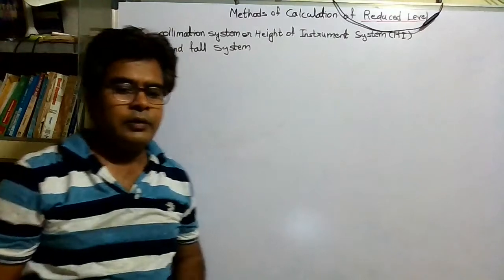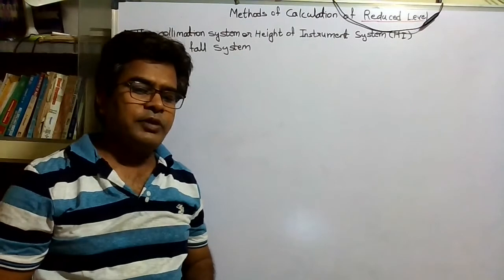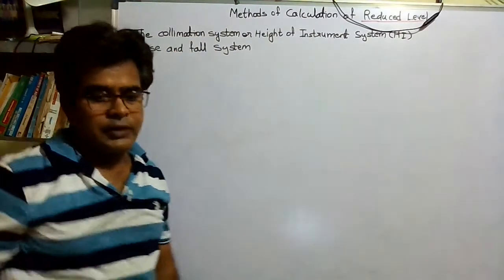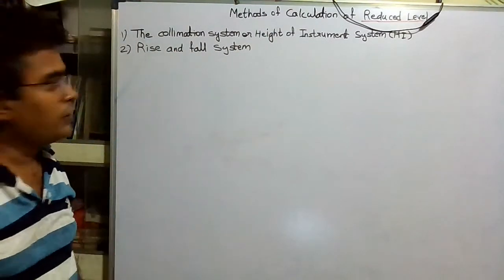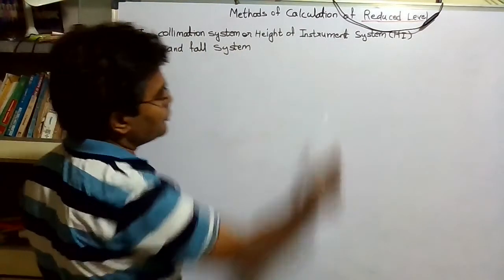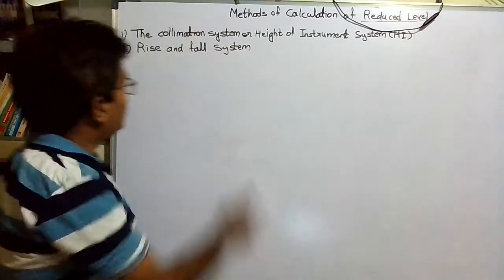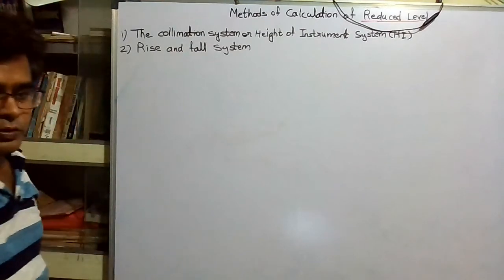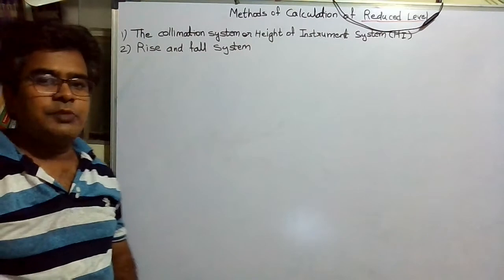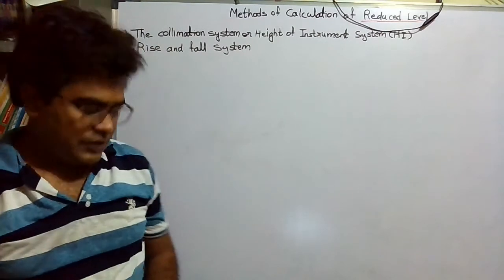In today's lecture, we are going to study methods of calculation of reduced level. As discussed earlier, there are two methods of calculation of reduced level. One is the line of collimation system or height of instrument system, and another is the rise and fall system. So, let us discuss the first system, the collimation system or height of instrument system.